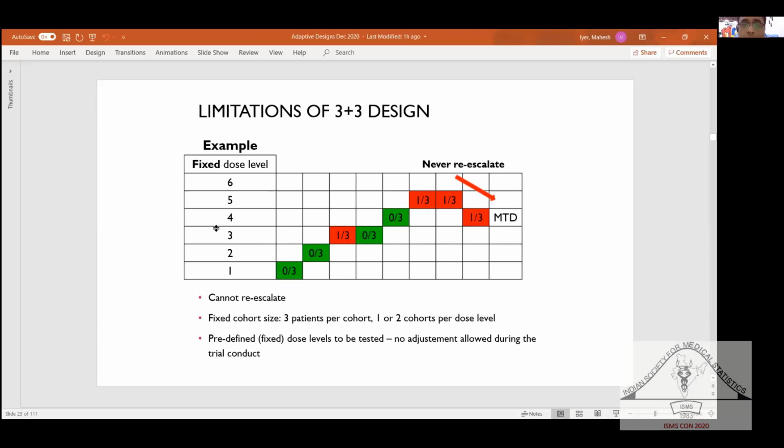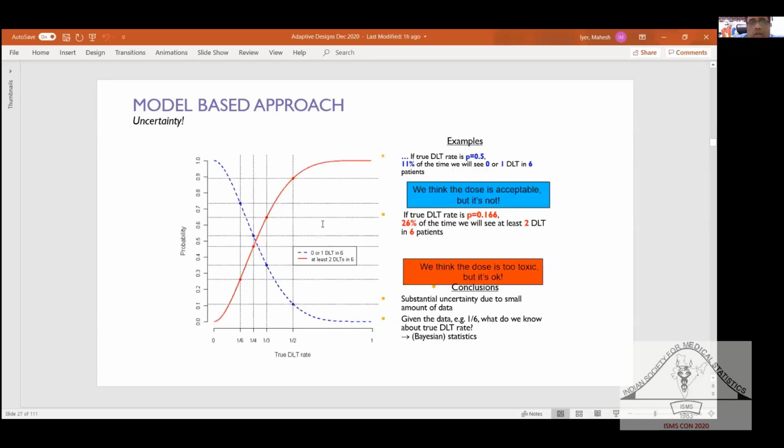Now dose level 4 has become your maximum tolerated dose, even though there has only been 1 DLT out of 6. Here there was 1 DLT out of 6, you went up to dose level 4. Here again there is 1 DLT out of 6, but you can't go up anymore. That now becomes a problem. So this is one limitation. What is the other limitation?